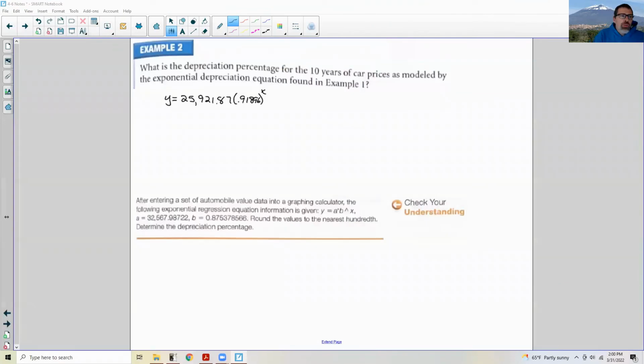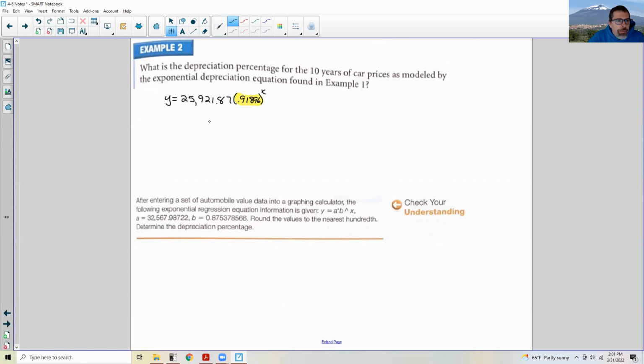All right, so example 2 says, what is the depreciation percentage for the 10 years of car prices as modeled by the exponential depreciation equation found in example 1? All right, so I copied the answer over here. I'm going to highlight the part that we need, and that is B.